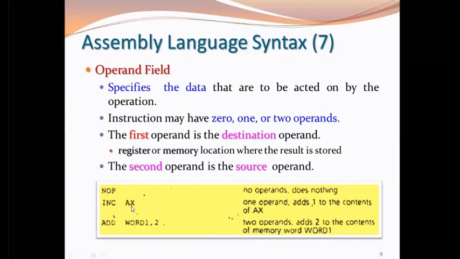INC AX, what does it mean? That AX value is going to be incremented by 1 unless you mention how the value is going to be incremented, by 2, by 3 or by 4. If you do not mention how the increment will be increased, by default it is incrementing by 1. Have you seen the counter in the for loop?